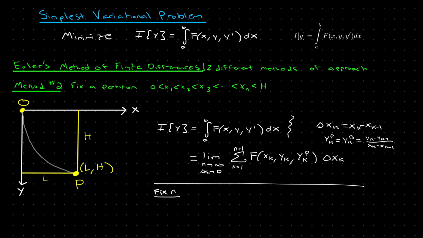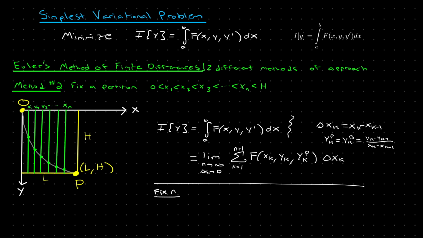Continuing our discussion on the method of finite differences approach towards solving a variational problem, what I'd like to do right now is explain the second method that I mentioned earlier in the previous part of this lecture. Method number 2 is, in a certain sense, very similar to method number 1, but instead of fixing a partition along the y coordinate, we're instead going to do, in some sense, the opposite of that. We're going to fix a partition of n points along the x coordinate, or the x-axis.